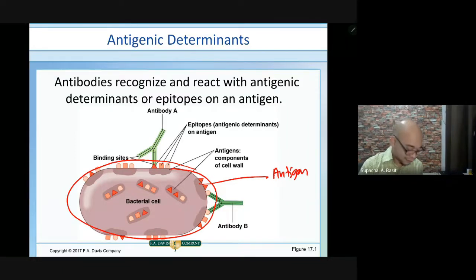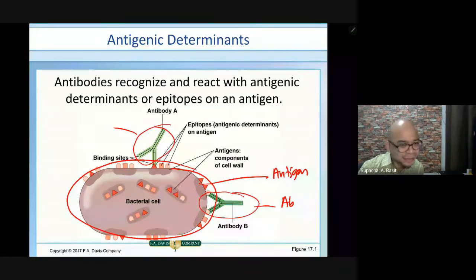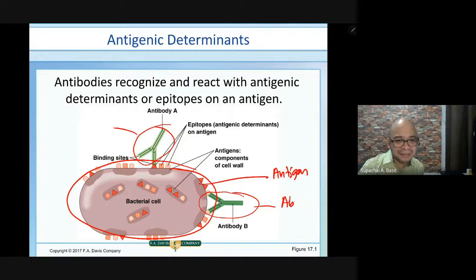Okay, so take note of the antibodies. Then we also have another antibody here. If you look at the illustration, the antibodies will not just bind anywhere in the antigen. The antibodies will bind specifically at a particular site in the antigen, and that particular site is called the epitope. A single antigen would have different antigenic sites, but a particular antibody would only bind to its specific epitope.